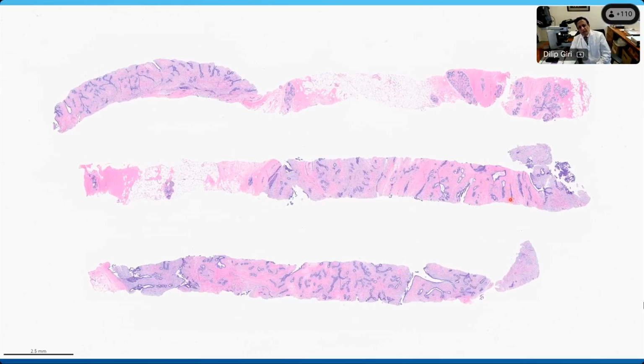On the other hand, if this was from a 70-year-old female who had a 5 centimeter lesion, you would have a totally different approach to this type of biopsy specimen. And we will talk a little bit about that as we move along this particular case.